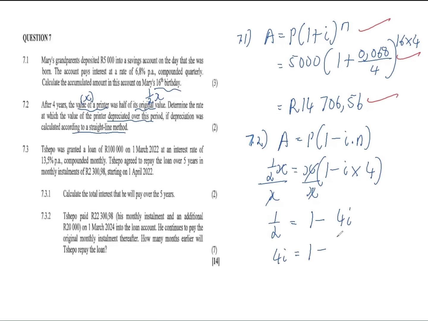and then we can take the negative 4I over to this side. Then we're going to have 1 minus half. So this is going to be 4I. 1 minus half is 0.5, and then divide both sides by 4. So we are going to have I is equals to 0.125, right?